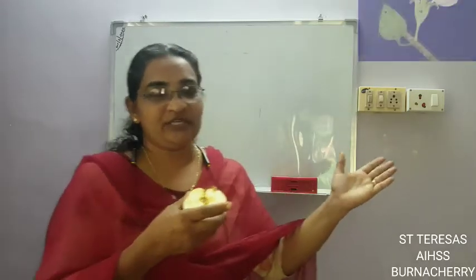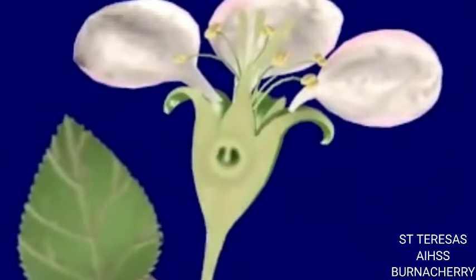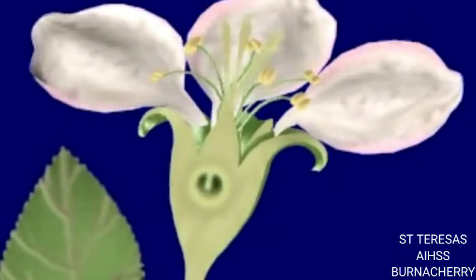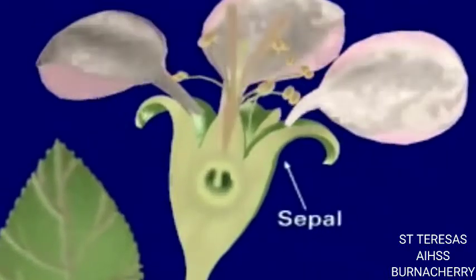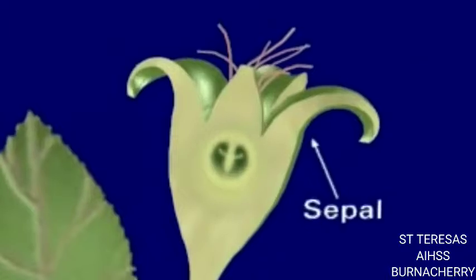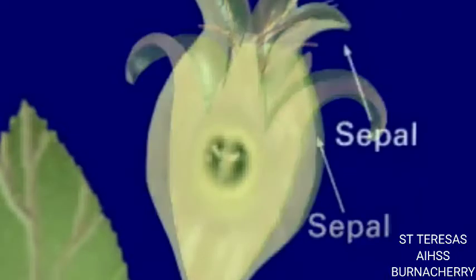The fruit is inside here. Just look into this video here. In this video, you can see how the thalamus is forming and covering the ovary and turning into a fleshy part. It is a video of the apple in which you can see the thalamus turns fleshy and covers the ovary and it turns into a fruit.